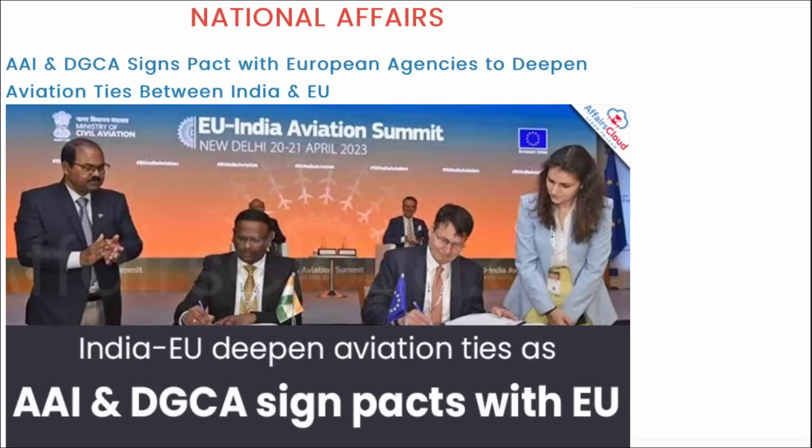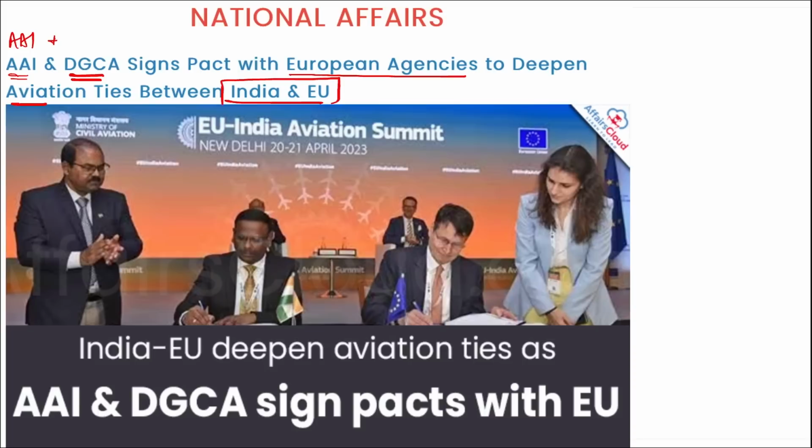Let's start. First is AAI and DGCA. What is AAI? It is your Airport Authority of India, and DGCA is your Directorate General of Civil Aviation. They have recently signed a pact with European agencies to deepen the aviation ties between India and the European Union in the aviation sector. That means they recently signed a deal with various European agencies to deepen their relationship between India and the European Union, especially in the aviation sector.